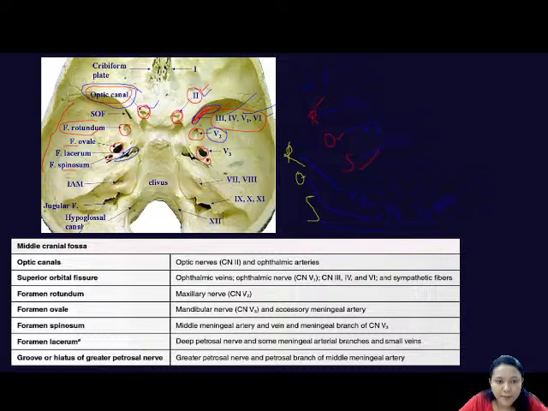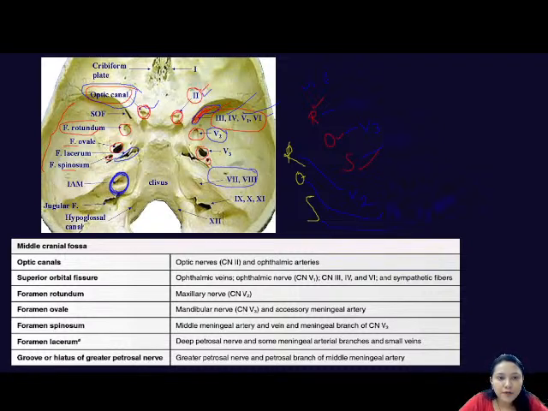Okay, so these are the foramens. In the petrous part you have another foramen here. What is that foramen known as in the petrous part of the temporal bone? This is known as the internal acoustic meatus. Like you have an external acoustic meatus, you have an internal acoustic meatus, which will transmit your cranial nerve number 7 and 8. So these are the foramens in the middle cranial fossa.